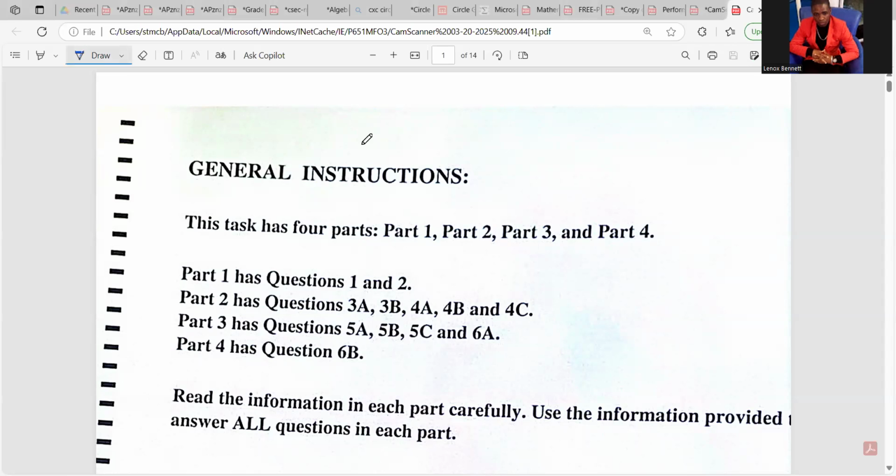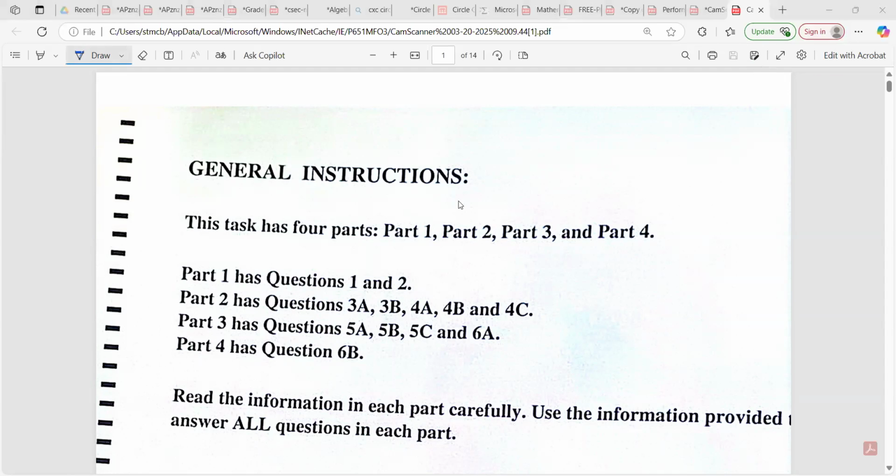So guys, there was an oversight by me. I think it's 5A or something like that, but I'm just going to write the entire paper. Let's go. Alright, so it says this task has 4 parts.